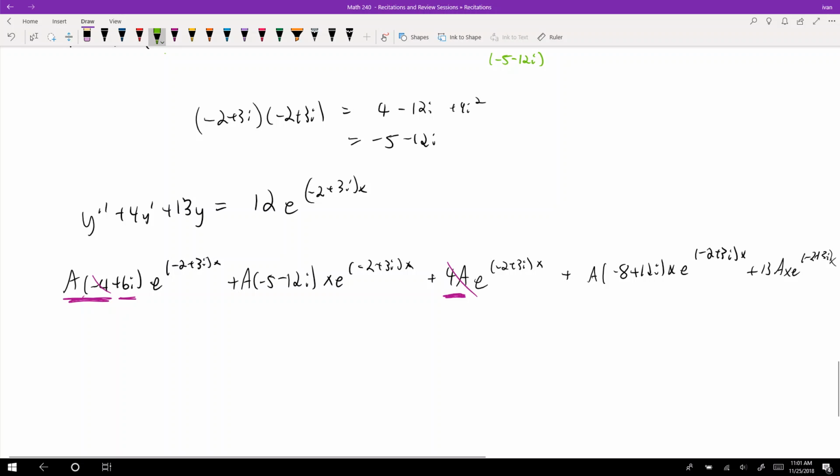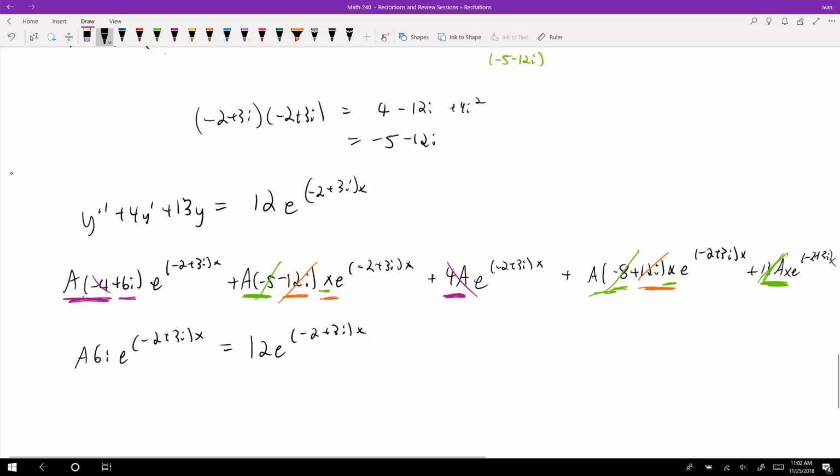Now we take a look at the x terms. Here's negative 5ax, and this is negative 8ax, and here's positive 13ax, so these kill each other. Negative 12ix and a positive 12ix also kill each other. All my terms are dead except that 6i term. So we get 6i e to the negative 2 plus 3ix is equal to 12 e to the negative 2 plus 3ix.